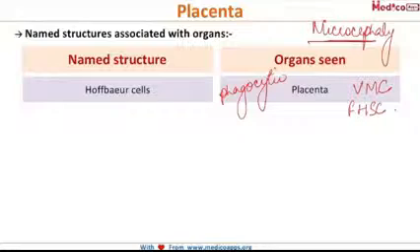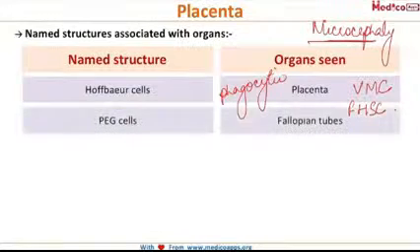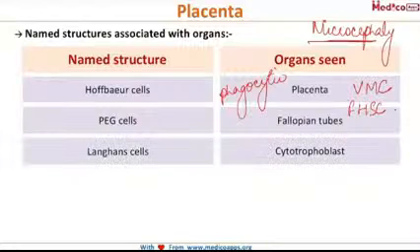Now our next named cells are PEG cells. These cells are present in the fallopian tubes, and this is also a very often asked question. They are present in the fallopian tubes and their function is not known. The next cells that we have are Langhans cells, and as we discussed earlier, the cytotrophoblastic cells are also called the Langhans cell layer.